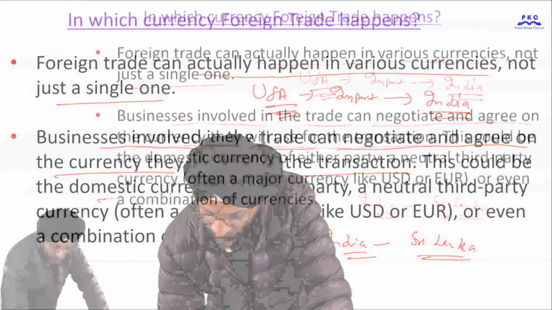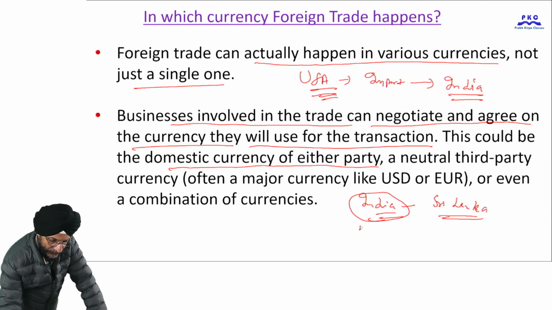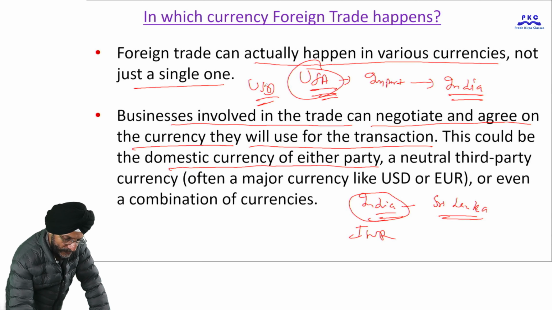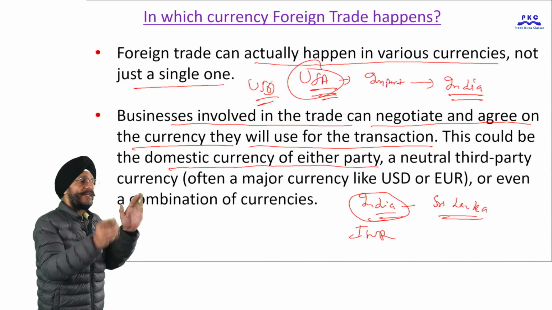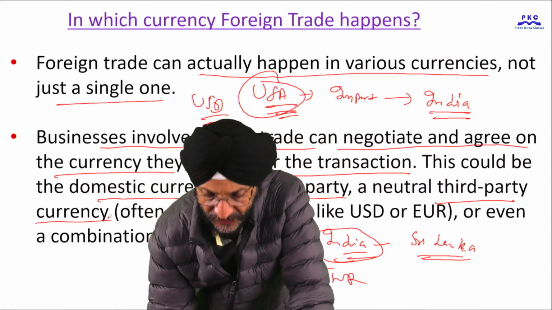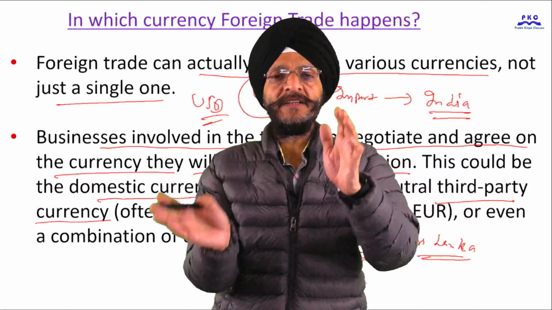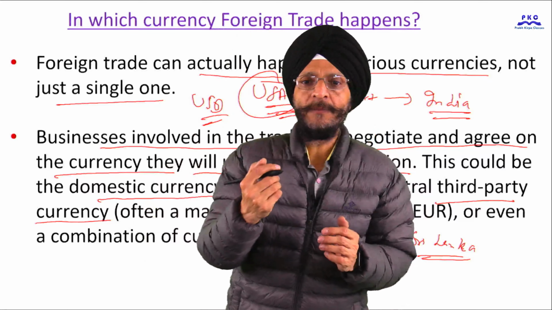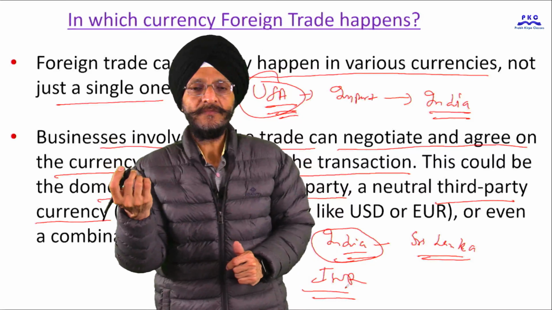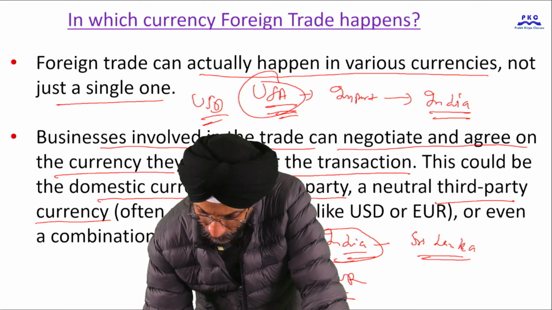This could be the domestic currency of either party. For example, if it is India, it will be in INR. If it is USA, it will be in US dollars. So payment can be made in Indian rupee or US dollars, or a neutral third party currency, or any other currency which is not one of the exporter's or the importer's country. It does not belong to both these countries, but it may be some third currency, say Japanese yen, or often a major currency.